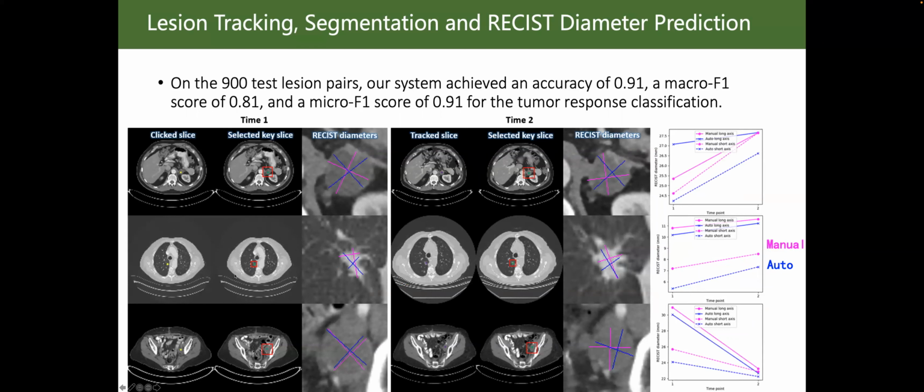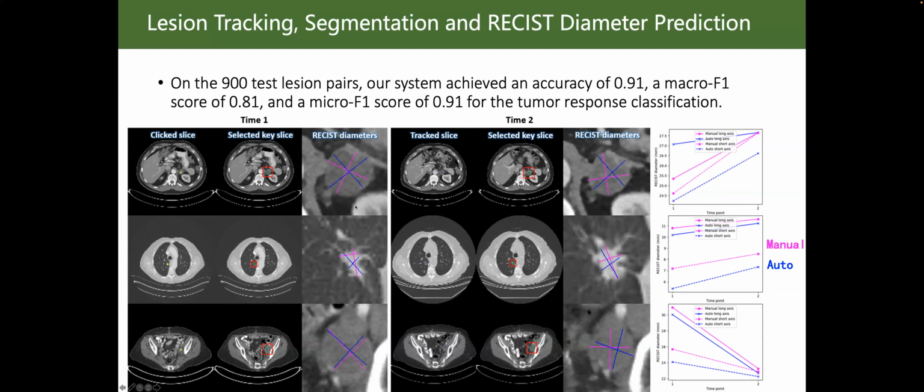And this figure shows 3 examples of the results produced by the system. The first column shows the clicked slice, where you just give one click on the lesion. Then the model will automatically select the key slice as shown in the second column, also segment the lesion and do the RECIST measurement. Here we just show the RECIST diameter prediction results in the third column.